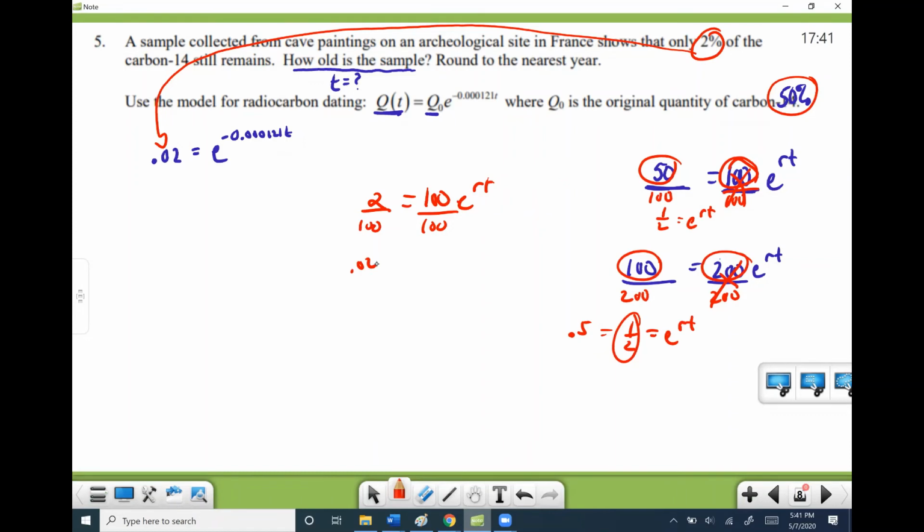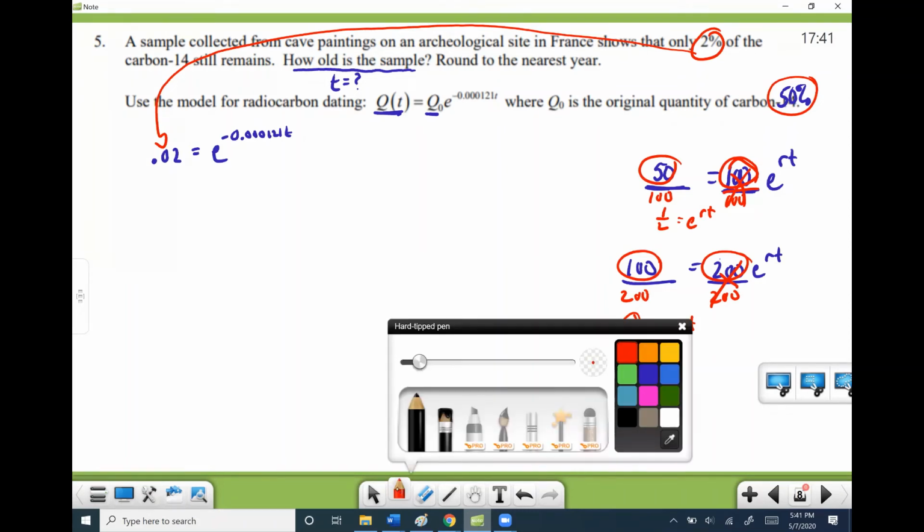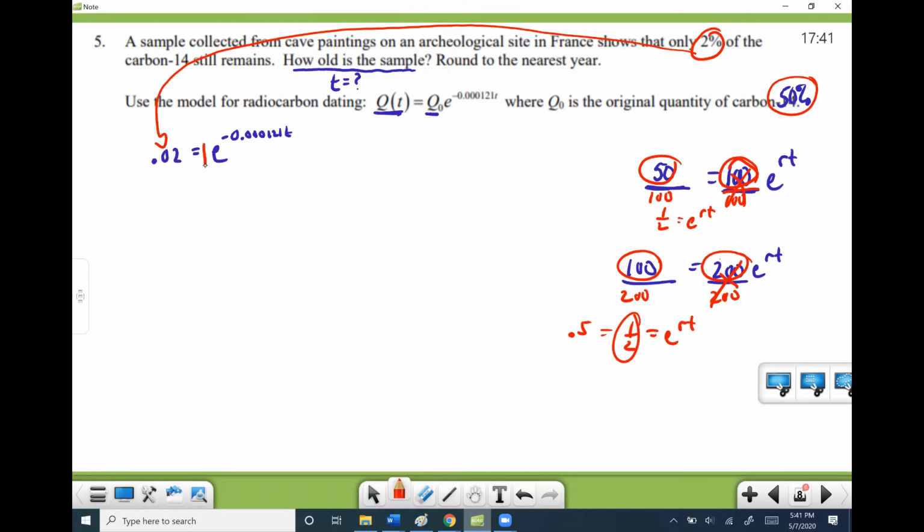Question? Yeah, go for it. So is this kind of like our PERT problem where the amount left over would be the 2%? Yep. So that would be our A, right? Yeah, every time. And in this case, there technically is a 1 right here, right?